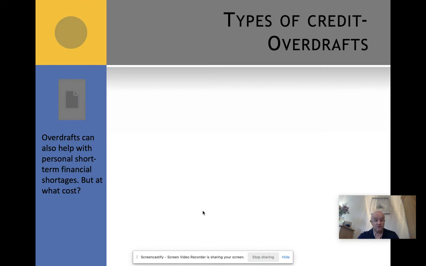So that's loans. Let's have a look at overdrafts now. Okay, so this is where you're talking about short-term financial issues. Okay, overdrafts are specifically designed for businesses to try to get over that, and some of you might be familiar if you've got older siblings who have gone away to university, where they have actually got their own personal overdrafts, and we'll look at what that means in a minute.